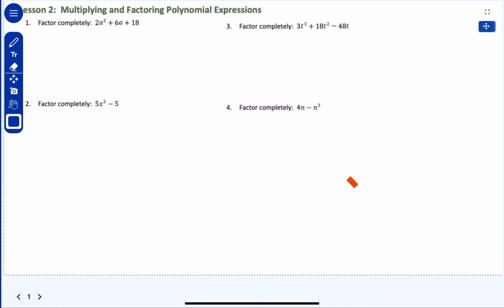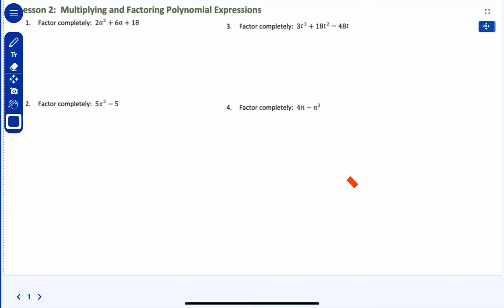Algebra 1, Module 4, Lesson 2, Multiplying and Factoring Polynomial Expressions. Number 1, factor completely. 2a squared plus 6a plus 18.